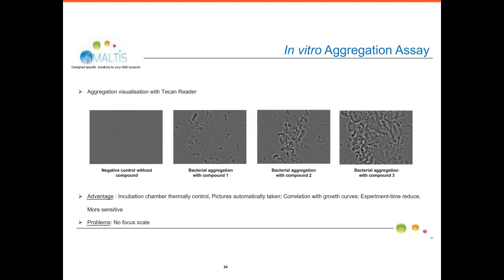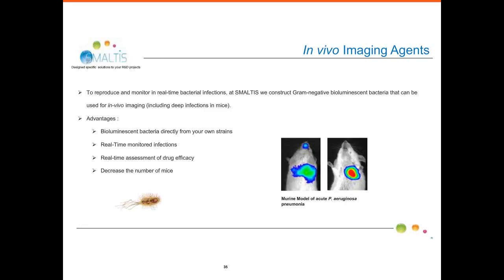To follow, I would like to show you a third, not a method, but a technique we have, and the tools we have developed at SMALTIS in order to reproduce and to monitor in real time bacterial infections. To do this at SMALTIS, as I said, we are able to customize the gram-negative genome, and we have constructed gram-negative bioluminescent bacteria that can be used for in vivo imaging, including in deep infection of mice.